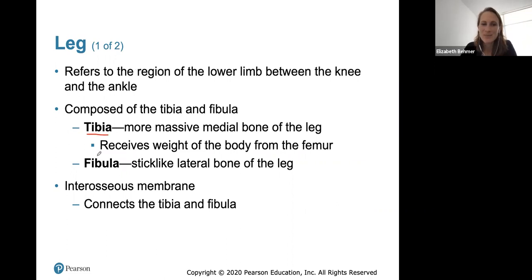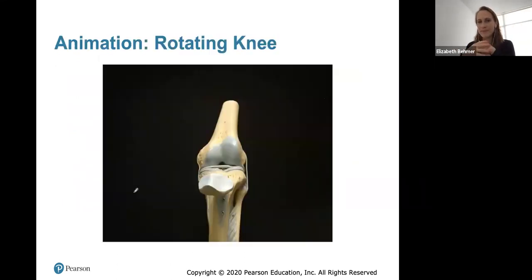It's composed of the tibia and fibula. The tibia is medial, it's more massive, so it receives a lot more weight of the body from the femur. The fibula is a stick-like lateral bone. The fibula is flimsy, so flimsy fibula on the lateral side. And there's also an interosseous membrane that connects the tibia and fibula together. It's a part of connective tissue that keeps them close together.